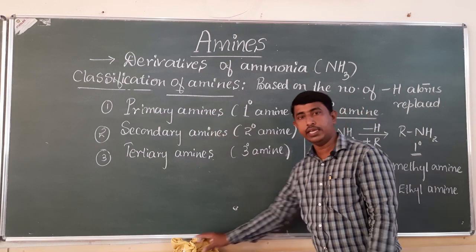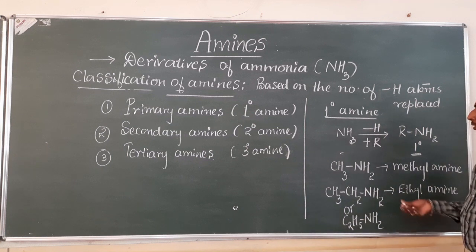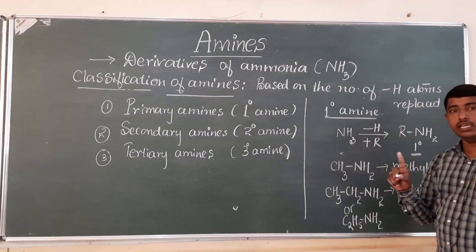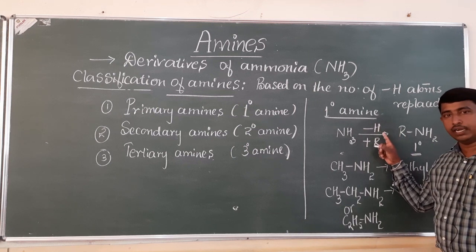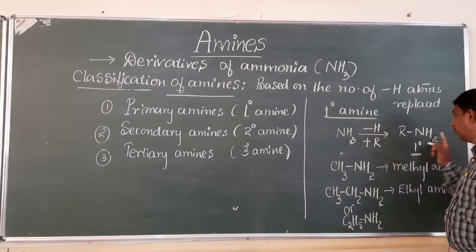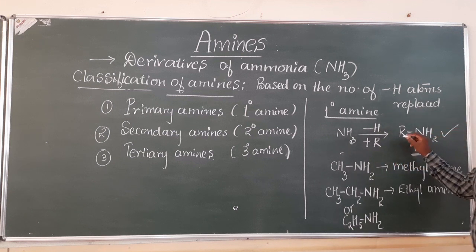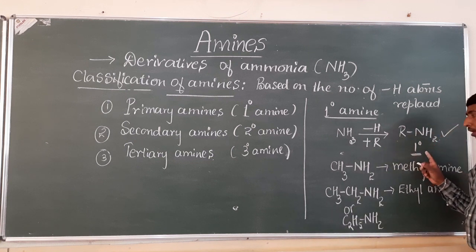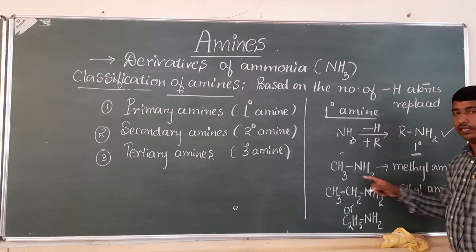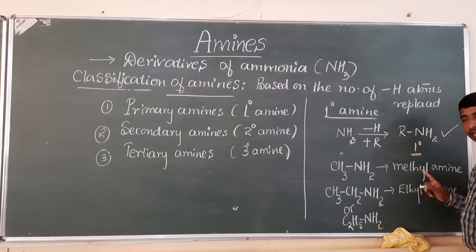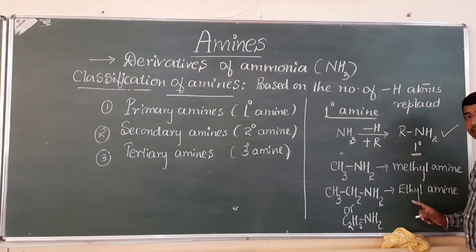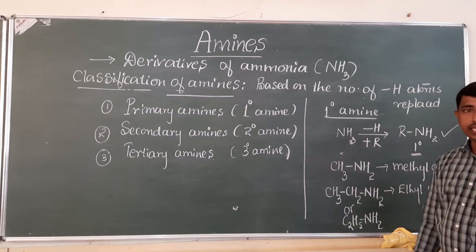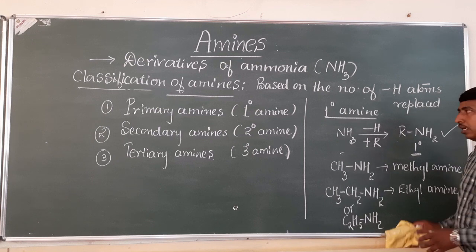Examples for primary amine. So primary amine is obtained by replacing only one hydrogen by an alkyl group. If I replace one of the hydrogen atoms by an alkyl group, I will get a primary amine. The formula of primary amine is RNH2, where NH2 is the functional group of primary amine. Examples: CH3NH2, that is methylamine, and C2H5NH2, ethylamine.